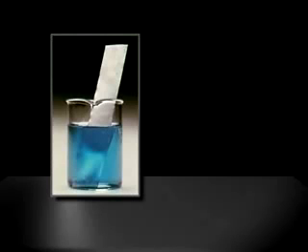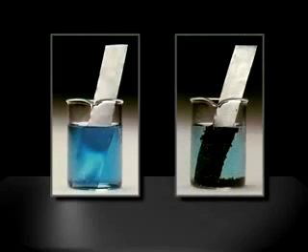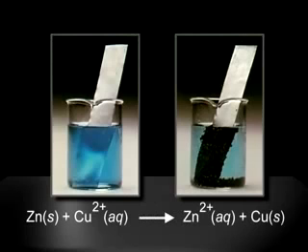When a strip of zinc metal is immersed in an aqueous copper(II) sulfate solution, electrons are transferred from zinc to the copper(II) ions. Copper metal deposits on the zinc strip and collects at the bottom of the flask. Zinc atoms are oxidized to zinc(II) ions, which enter the solution. This spontaneous oxidation-reduction reaction is summarized in the chemical equation shown.